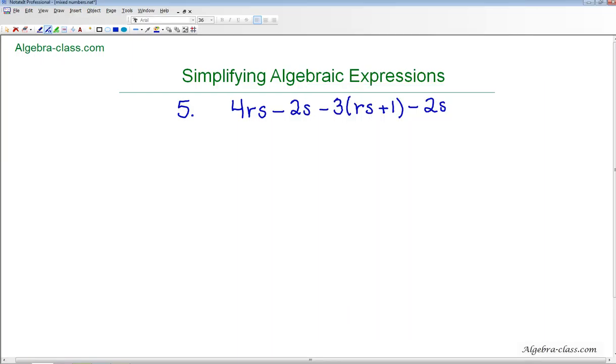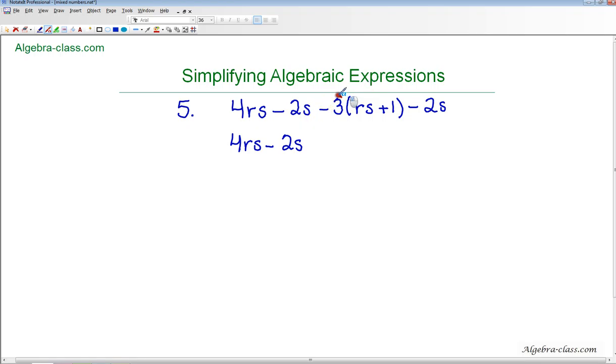Our fifth problem is a little longer, and we only have one set of parentheses. So I am going to go ahead and use the distributive property, and before I do that, just to keep my problem organized, I'm going to go ahead and bring down this beginning part. And then, as I distribute, I might think I'm going to distribute a 3.